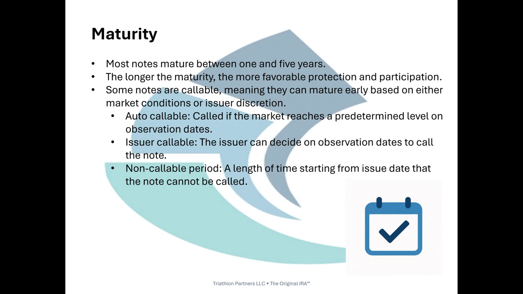One is auto callable. The other is called issuer callable, meaning the issuer decides on the observation date, a predetermined time, if they want to call the note.